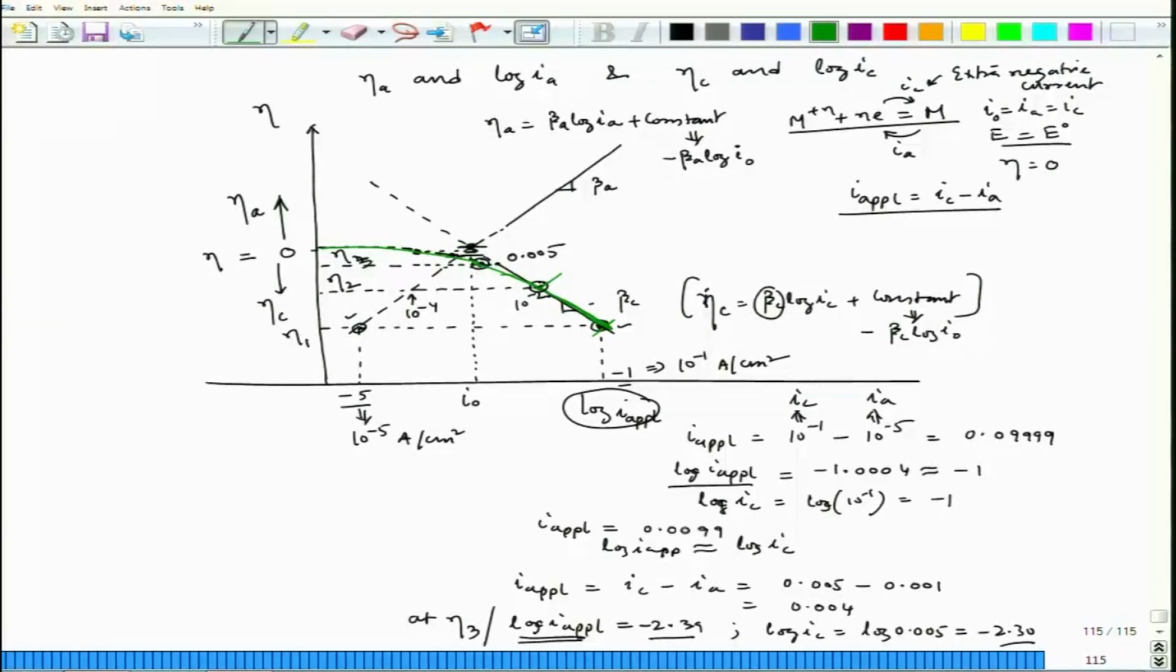Similar situation we can think of on the positive side. There also, in a similar way, we can construct this particular experimental plot, where this portion, which is a straight line portion, is falling exactly on the eta a versus log I a plot. And in fact, this green line is basically the polarization plot, or the Tafel plot, we call it Tafel plot.